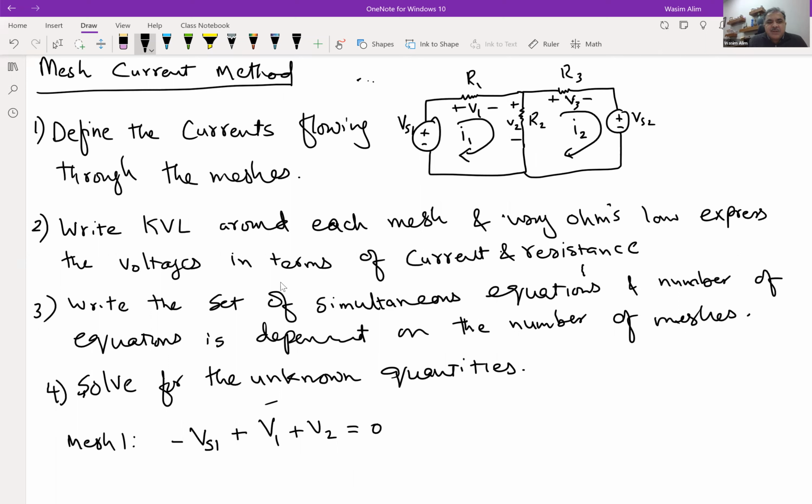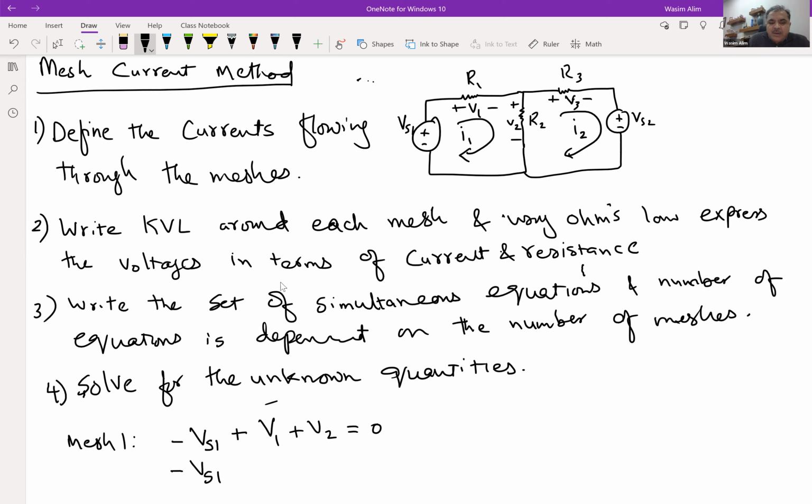So this is the first step, where I identified the direction of the current. The second step is I wrote the KVL, and now the next part of the second step is to express these voltages in terms of resistance and currents. So I1 is the current there. For the first one, it's just a voltage source, so I cannot express this any other way. It's going to be a constant value, so I will write it minus VS1 as is.